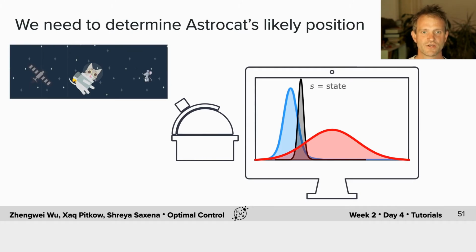Of course, we can use Bayes' rule and our measurements to try to come up with a better estimate of where AstroCat is. In this case, imagine that we had some prior knowledge of where AstroCat likes to hang out. That's the red curve. We get some new information, the likelihood based on a measurement, that's the blue Gaussian curve, and we will end up with a posterior distribution. That's the black Gaussian curve. And you're going to work through all of this in the next tutorial.